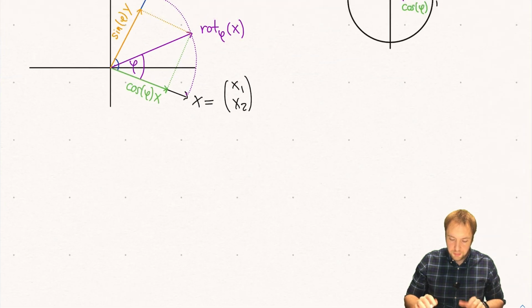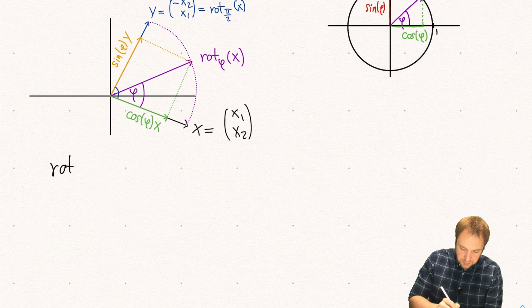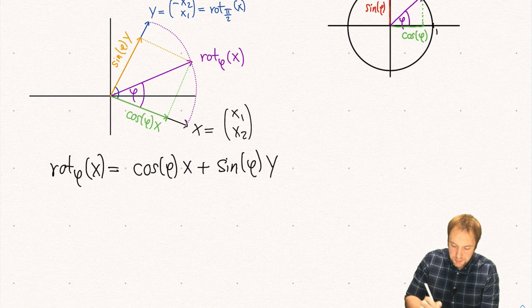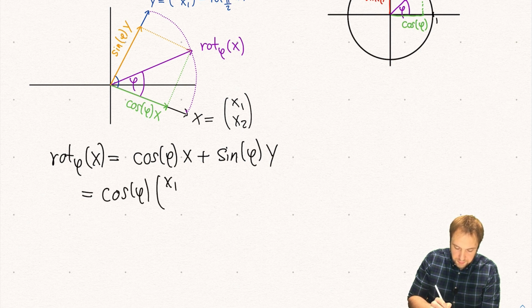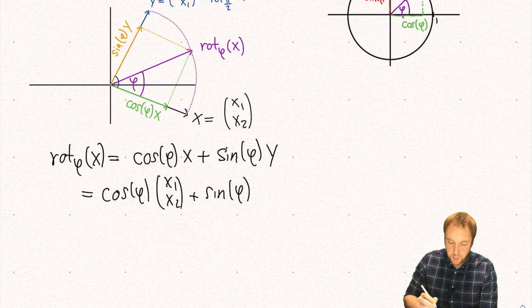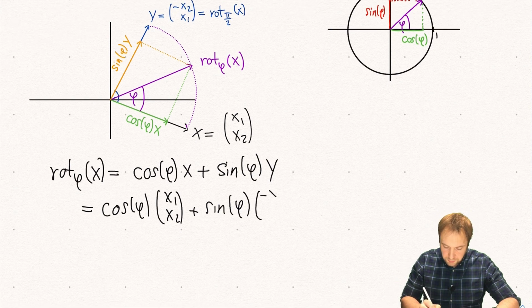So I hope this was not too confusing, but the rotation phi of x is now given by the vector cosine phi times x plus sine phi times y. And what is x? So x is just x1, x2. And what is y? So y is this rotation by 90 degrees. So this is minus x2, x1.